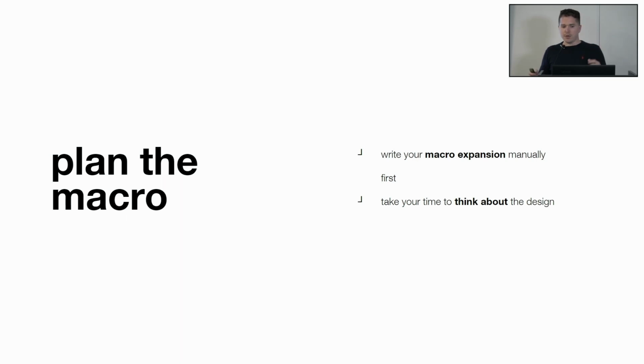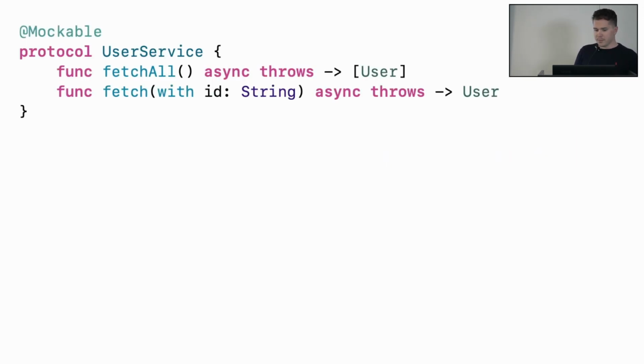But let's say we have jumped to the conclusion to solve it with macros. Then the first thing you should do if you decide on writing a macro is to write the expansion, or the result of the macro, first. This is very important. I actually made this mistake with Mockable, jumped into crafting the macro itself too quickly, and I had to go back and refactor most of my macro implementation, which was not fun. So take your time and think about the design first before you start developing your macro.